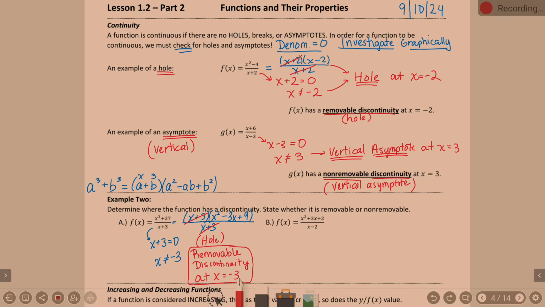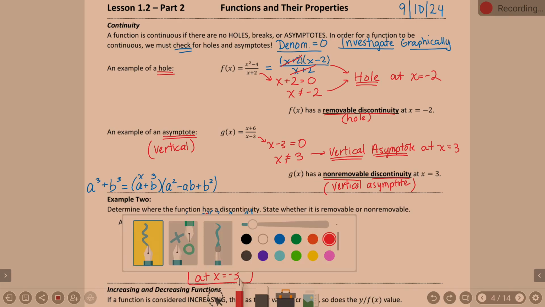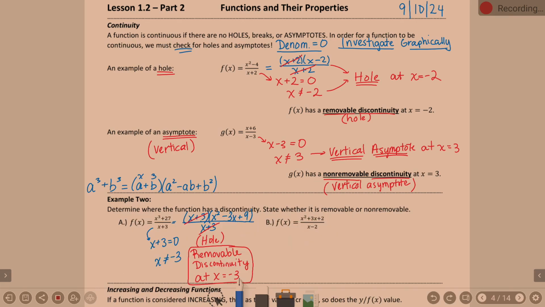Okay, questions there? Okay, let's look at B then real quick. Where does this function have a discontinuity in B? Where is there going to be either a hole or a vertical asymptote?